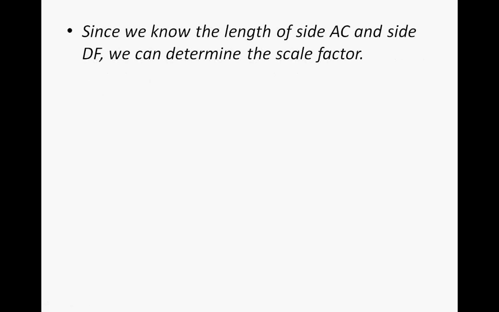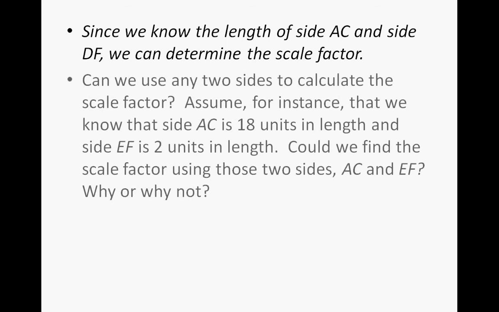Well, we know the side length of AC and we know the side length of DF, so we can use that to determine the scale factor. Can we use any 2 sides though? Remember, is there something that has to do with corresponding sides? So assume, for instance, that we know the side AC is 18 units in length and EF is 2 units in length. Could we find the scale factor using those 2 sides, AC and EF? Why or why not? So make your best guess, or if you know for sure, go ahead and jot it down.